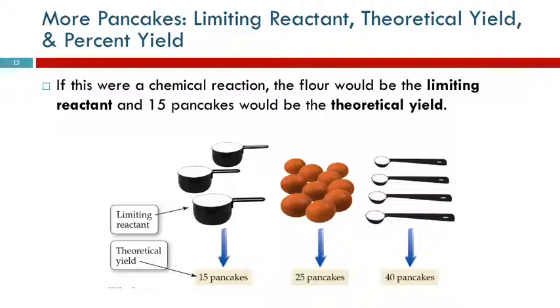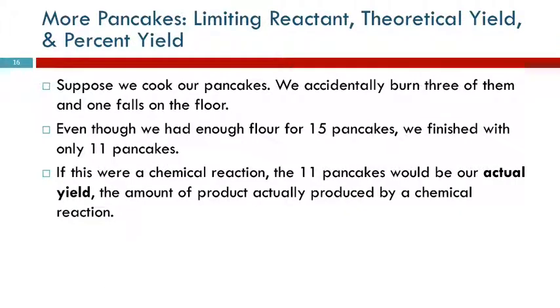Now, I don't know about you, but when I cook pancakes, it often comes out a different number. Because I make them too big or too small, or you drop one on the floor, or you get distracted and you burn a couple, right? Stuff happens. But if you did things just according to the recipe, this is what you get, okay? So we're cooking the pancakes, we burn 3 of them, and 1 falls on the floor. It's a bad day for pancakes. We had enough flour to make 15 pancakes, but we actually only produced 11 pancakes.